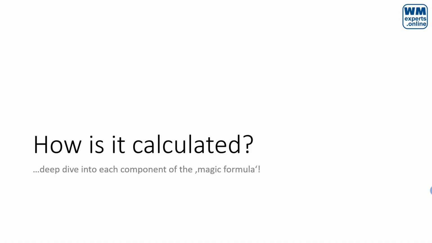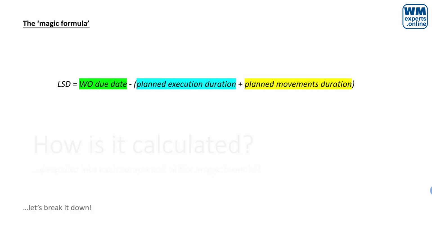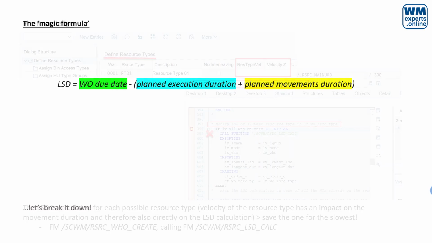And with that, we start the main part of this video, which is a deep dive into each component of what I call the magic formula in the introduction. This magic formula is given by the SAP help text, and that says that the LSD is calculated by the warehouse order due date minus the sum of the planned execution duration and the planned movement duration. This is exactly the formula that we will break down into its components within the next 20 to 30 minutes, so that we understand each component before we put everything together to understand the LSD calculation as a whole.